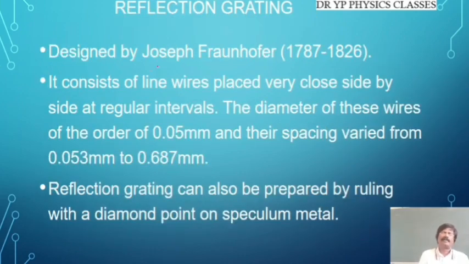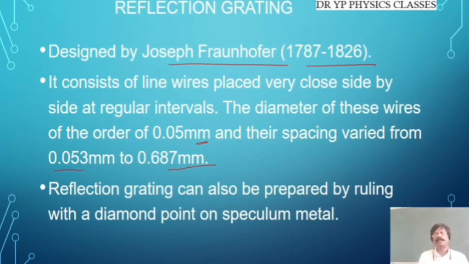It was first designed by Joseph Fraunhofer. It consists of lines of wire placed very close side by side at regular intervals. The diameter of these wires is of the order of 0.05 millimeter, and their spacing varied from 0.053 millimeter to 0.687 millimeters. Reflection grating can also be prepared by ruling with a diamond point on a speculum of metal.